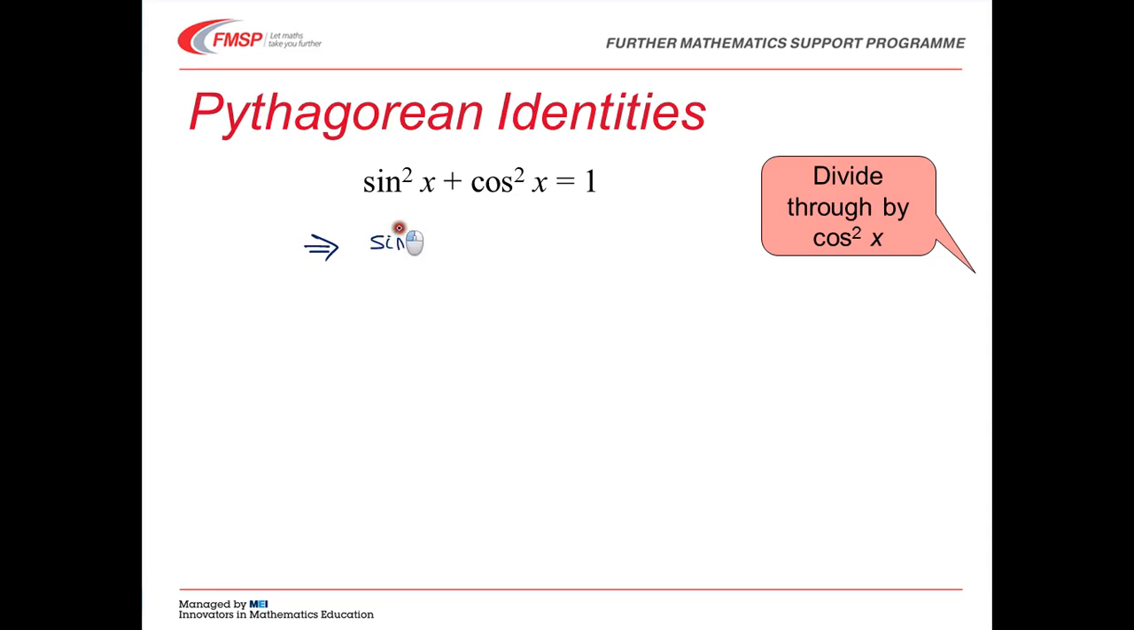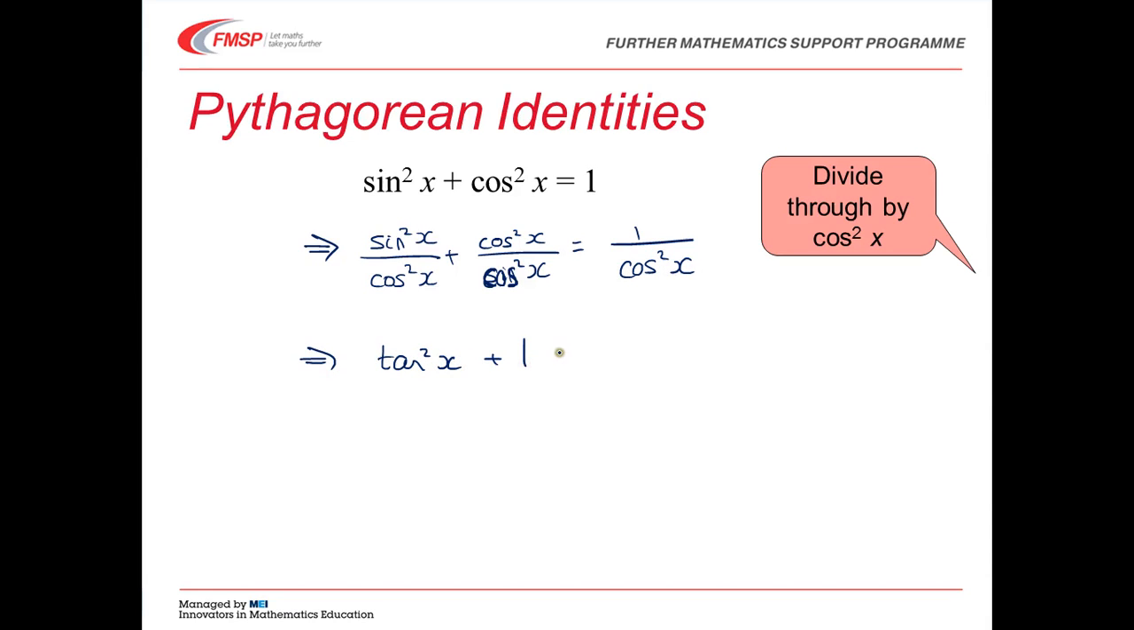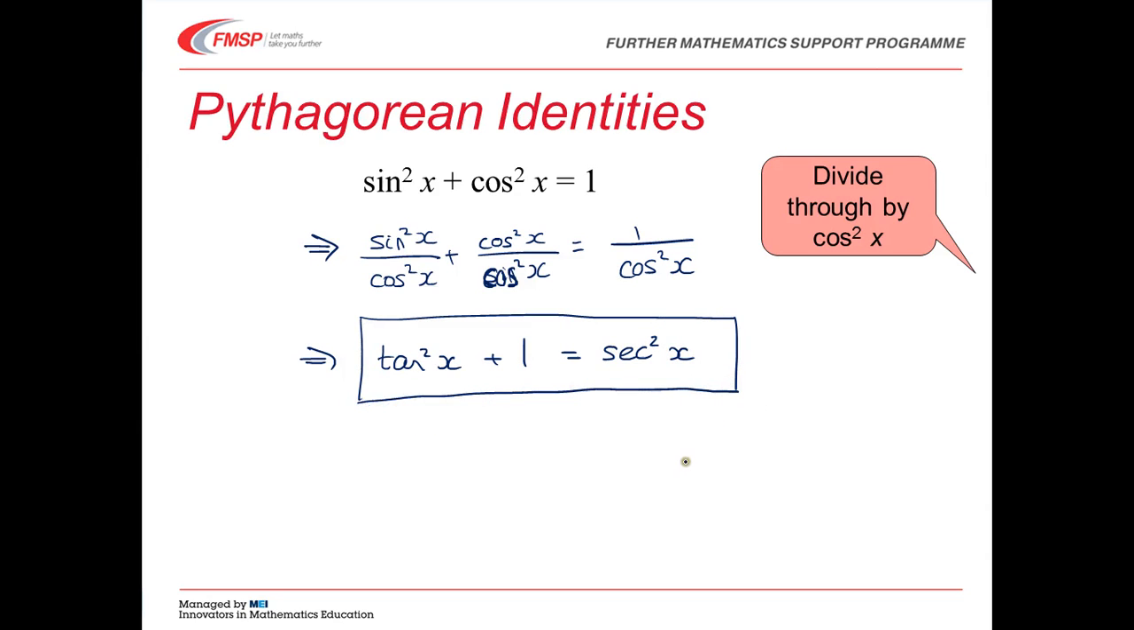So that gives us sine squared x over cos squared x plus cos squared x over cos squared x equals 1 over cos squared x. Sine squared over cos squared is tan squared. Cos squared over cos squared is 1, and 1 over cos squared is our new function sec squared. So there is a new identity using one of our new functions.